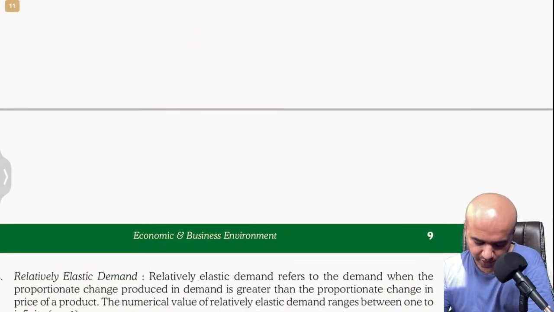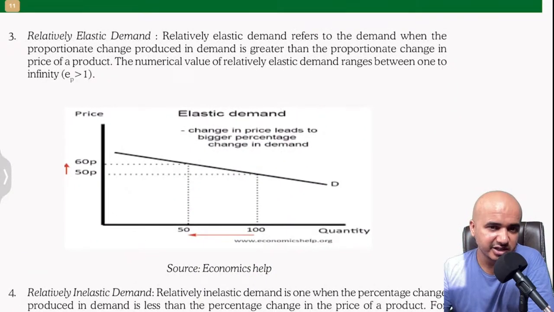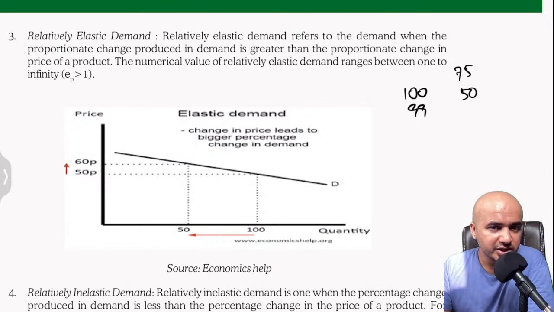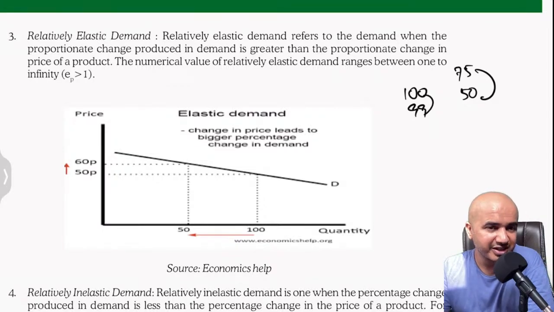Okay. Next, relatively elastic demand, wherein the proportionate change in the demand is greater than the proportionate change in the price of the product. That means the price of the product has come down from 100 to 99, whereas the demand has gone up from 50 to 75. So the proportionate change in the demand is more compared to the proportionate change in the price. Okay, so that is what we say relatively elastic demand.